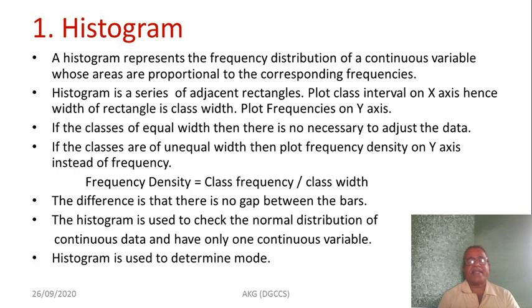For constructing such rectangles, the next point is to plot the class interval on the x-axis. That means the width of the rectangle is nothing but the width of the class interval. So by taking the width of the rectangle as the class width and plotting frequencies on the y-axis, the height of the rectangle must be the frequency. If the classes are of equal width, then it is not necessary to adjust the data. But if the classes are of unequal width, then plot frequency density on the y-axis instead of frequencies.